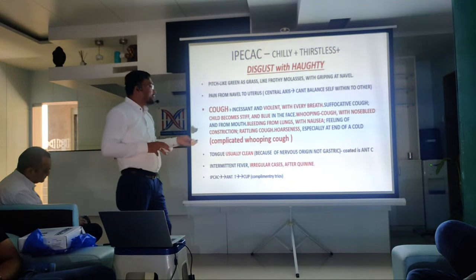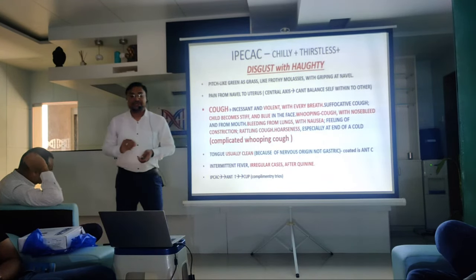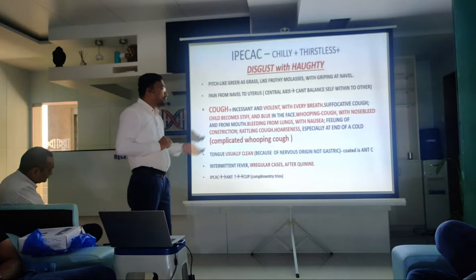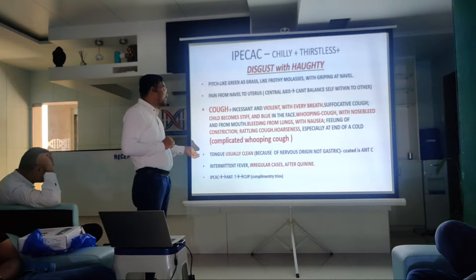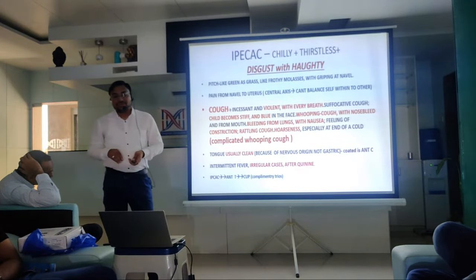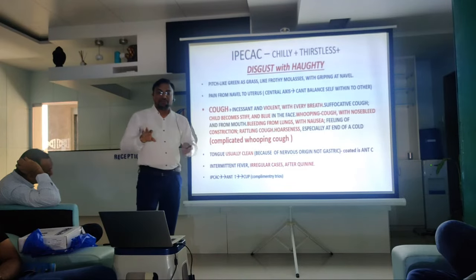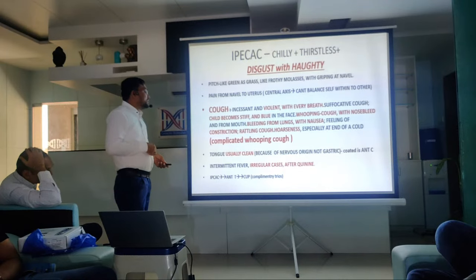Tongue usually clean because of nervous origin. It immediately stimulates the brainstem, right? Coated is antimonium crudum. Clean tongue is okay, I'll discuss. Intermittent fever, irregular case after quinine. So this is also an important therapeutic of ipecac. Intermittent fever, when you think of ipecac, right?